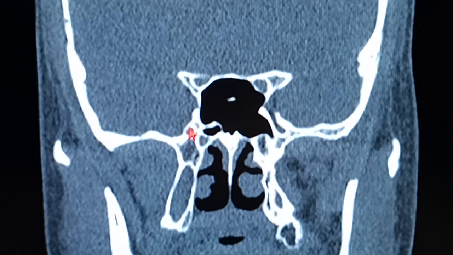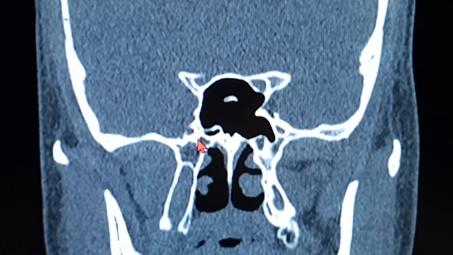Okay, so this is vidian median, and this is the foramen rotundum. That is the maxillary nerve. So always, I think you shouldn't be forgetting this at all ever in your life. So that is basically the two canals and the sphenoid sinus.